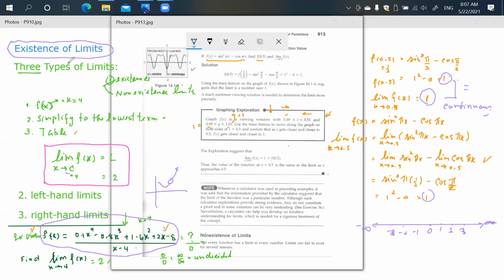And we're going to go on to non-existence of limits, the second one here. So I stop right here and we'll see you next class, okay, for non-existent limits.